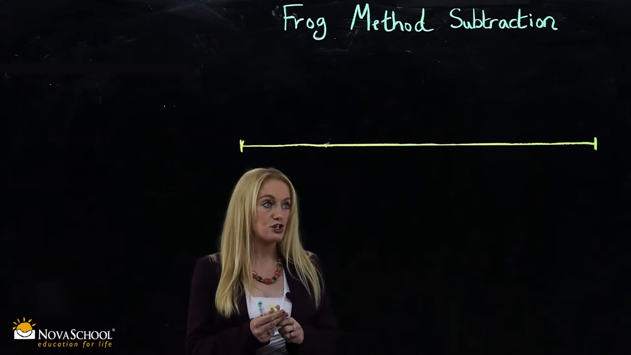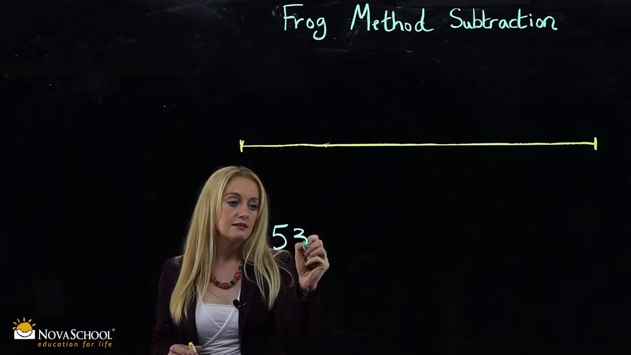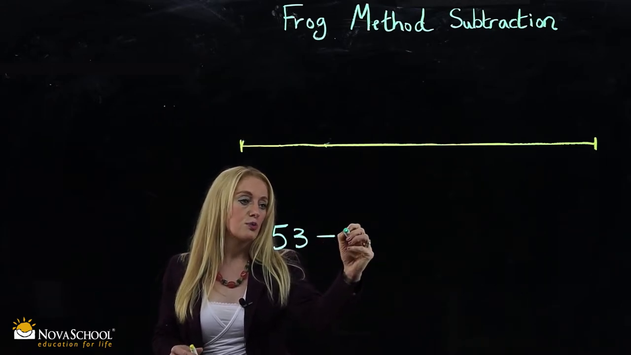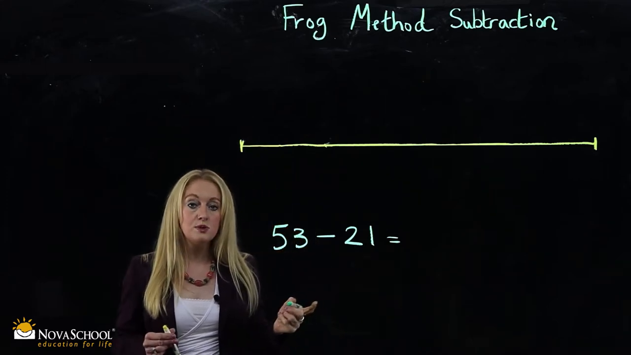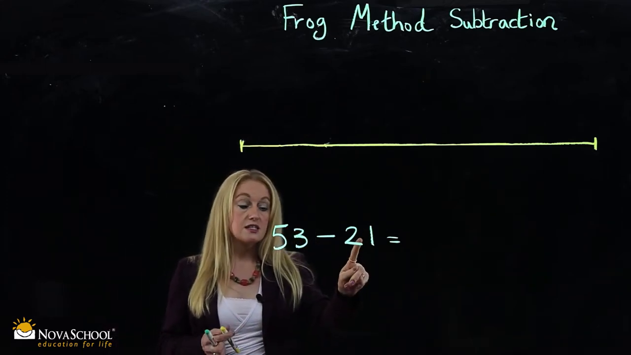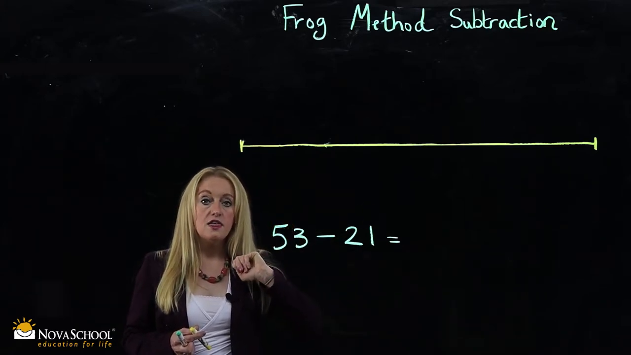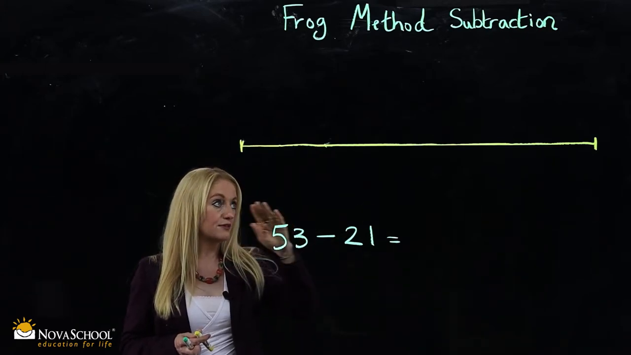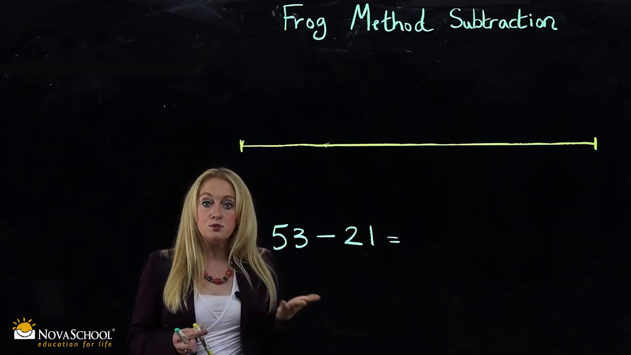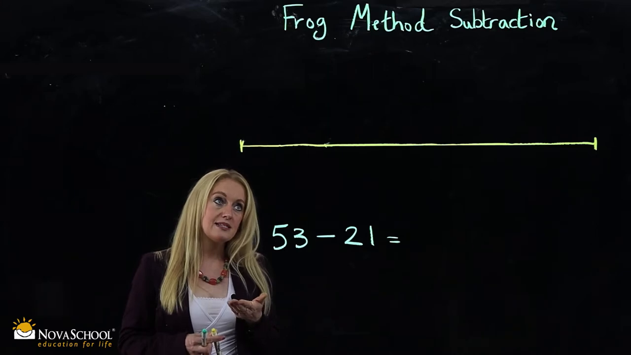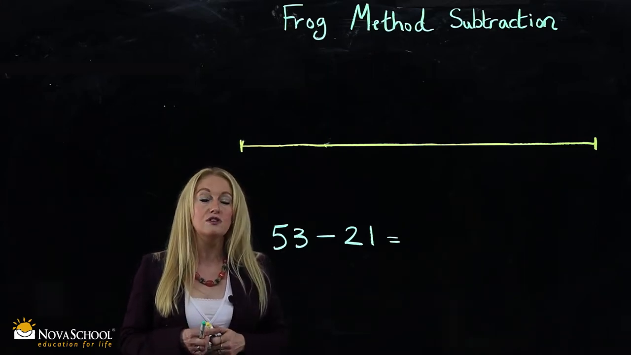So here's the question. The question is 53 subtract 21. Okay, so let me show you how we do this. Where do we start? We put the smaller number at the beginning of the frog line. Okay, so we have the line drawn. Sometimes it's drawn for the students, sometimes we draw it, sometimes as the students get older, they draw it themselves because they know how to do this method.